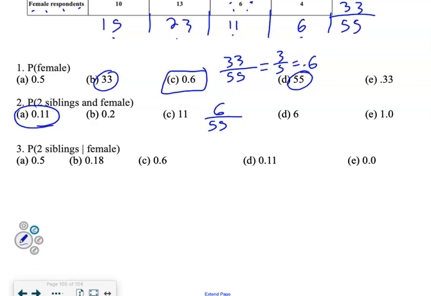Okay. Then number 3, probability of 2 siblings given female. So we know they're a female. So that means it's out of 33 people because that's how many females responded. And then there are 6 of the 33 that have 2 siblings. So if I take 6 divided by 33, I believe I get 18%.